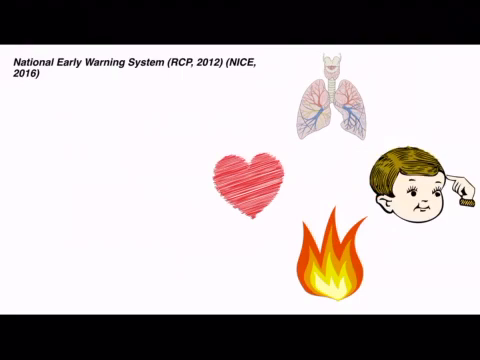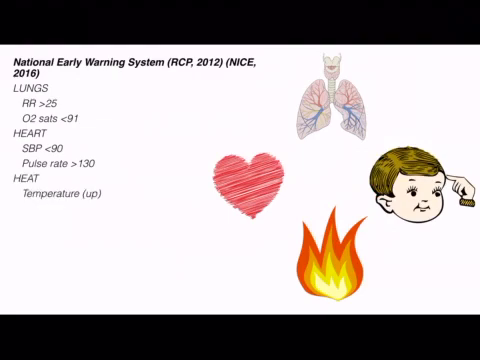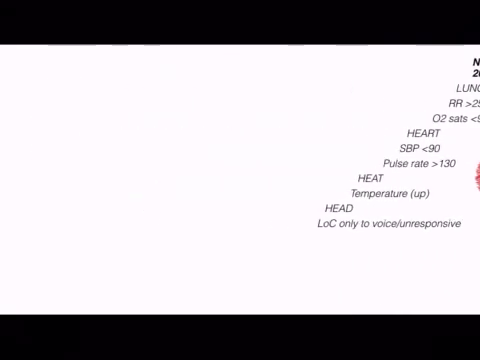So the NEWS system, as of 2012, there's a NEWS 2 coming out, but let's stick to NEWS 1 for now because it hasn't been approved. This is NICE as of 2016. So lungs, respiratory rate above 25, oxygen sats below 91. So although we're hyperventilating, we are becoming hypoxic at that rate, aren't we? Heart rate, systolic blood pressure is less than 90, pulse rate is greater than 130. Again, sympathetic nervous system upregulation from the cardiovascular centre of the medulla oblongata isn't sufficient. Heat, temperature is up with all of this work that's going on. Decrease might be unresponsive only to voice, there might be total loss of consciousness there.